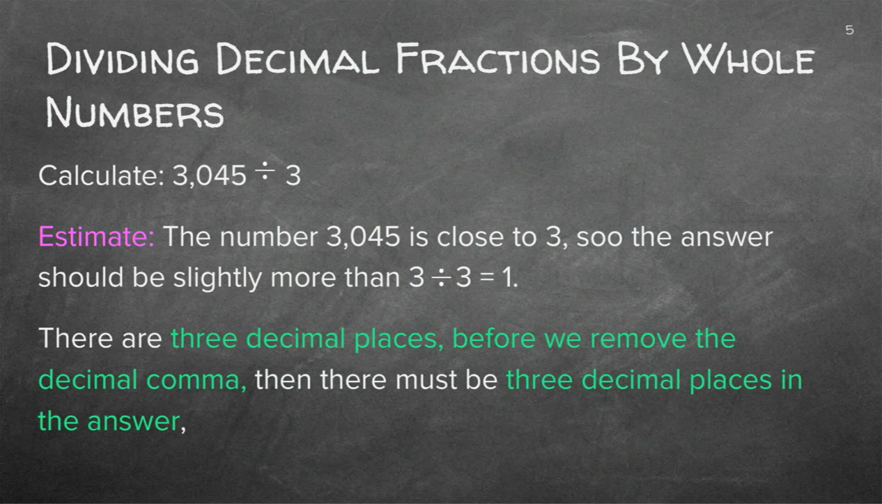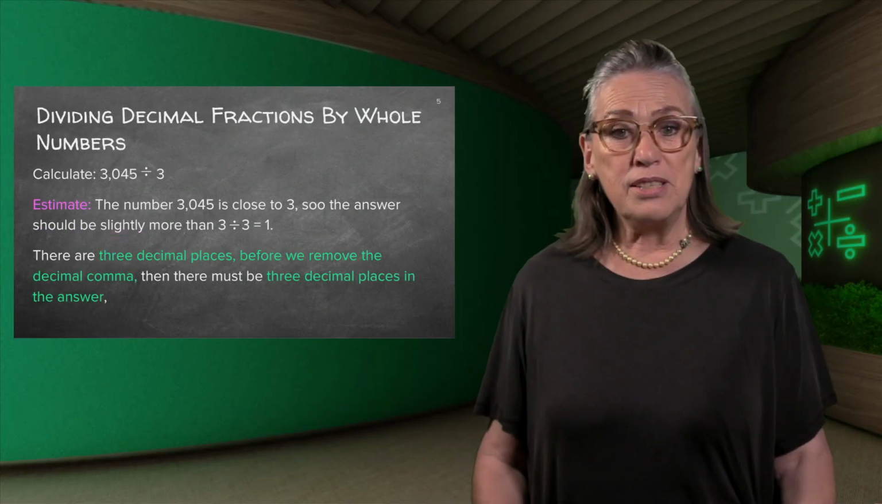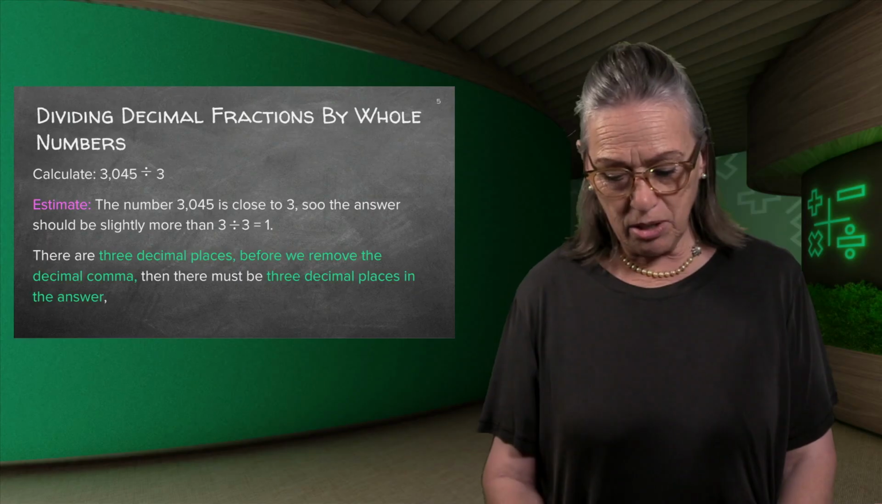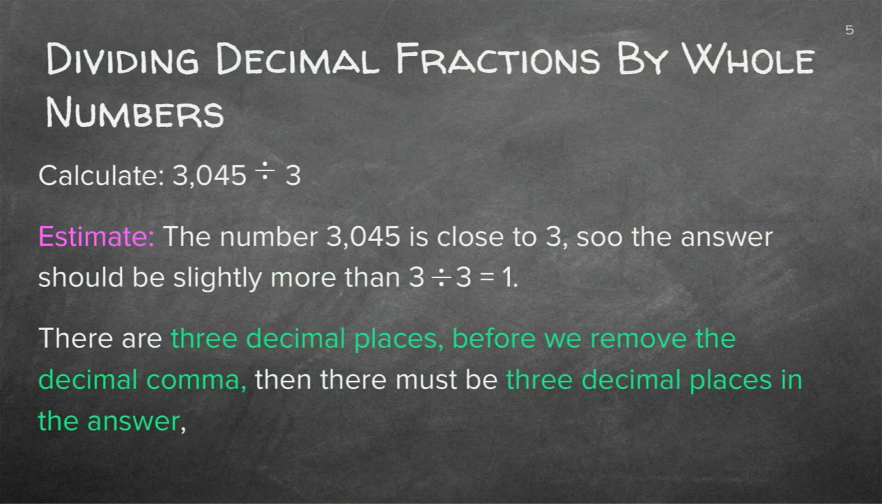Now the same thing will apply if we divide. They ask us to calculate 3,045 divided by 3. Again, first we're going to do our estimation. This is just over 3 because our tenth is actually a 0. So do you agree with me? For an estimation, we say 3 divided by 3, which is 1. But it is more than 3, so our answer will be slightly more than 1.